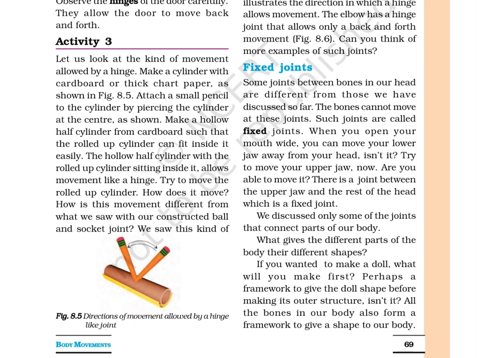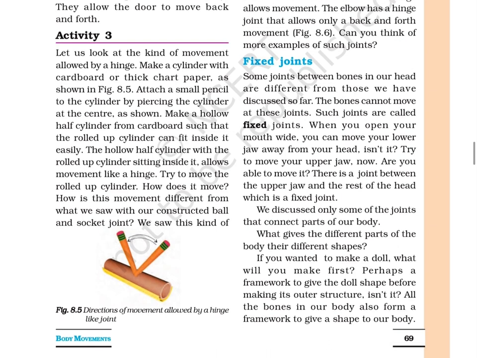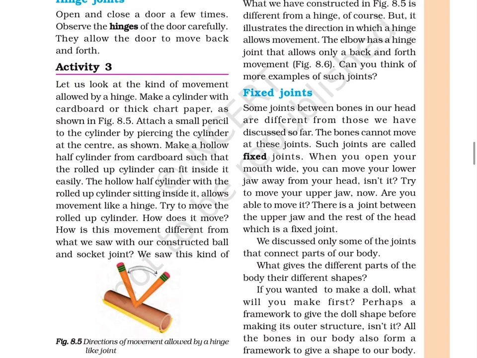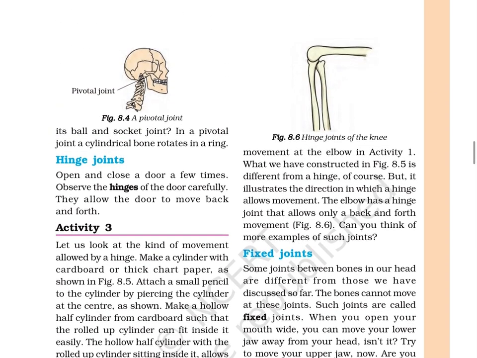Make a hollow half cylinder from cardboard such that the rolled up cylinder can fit inside it easily. The hollow half cylinder with the rolled up cylinder sitting inside it allows movement like a hinge. Try to move the rolled up cylinder. How does it move? How is this movement different from what we saw with our constructed ball and socket joint? We saw this kind of movement at the elbow in Activity 1.